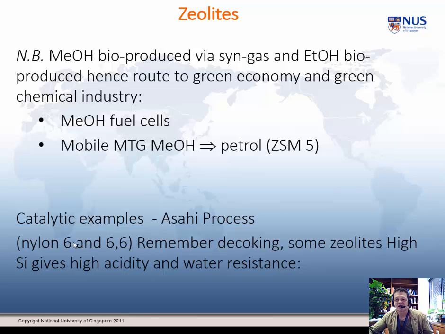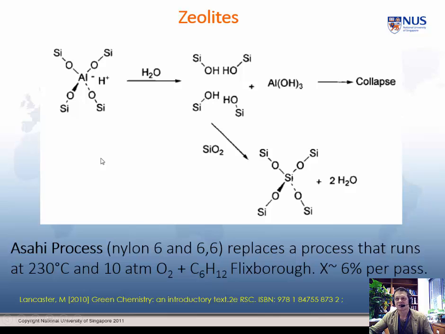Okay, let's give you a more chemical example now, and I'm going to give you the Asahi process. I can't say that properly. It's the route to nylon 6 and 6,6. It actually was the centre of the Flixborough disaster, but on our way there, because of the conditions that were required, I'm going to show you something about the issues with the stability of high acidity, high silicon zeolites, temperature, and this so-called water resistance.